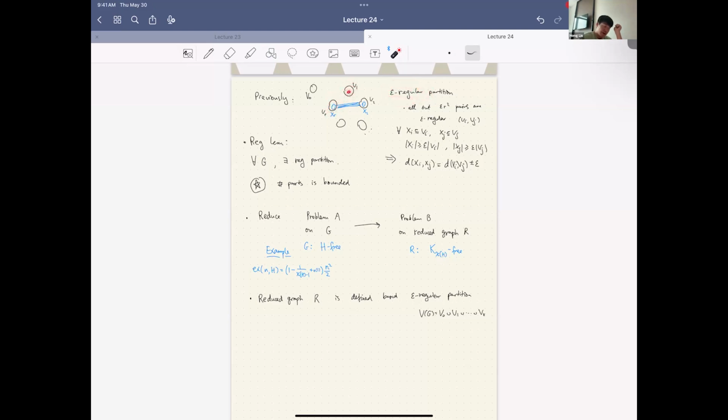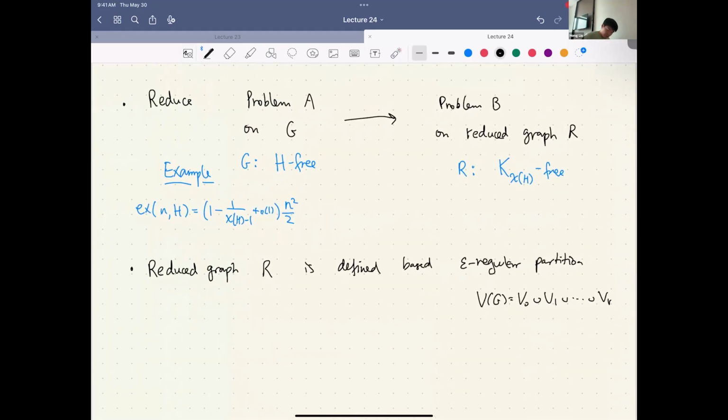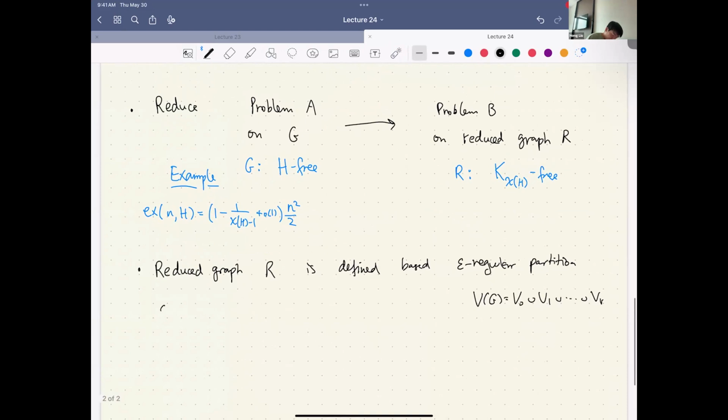And the reduced graph is defined after shrinking each part to a vertex. You put an edge between two indices, two parts, if and only if the pair is regular and dense. So you usually have some parameters, epsilon and delta. Delta is bigger. And so this R technically depends on epsilon and delta, and also depends on this P, the regularity partition. It also depends on this P, right?